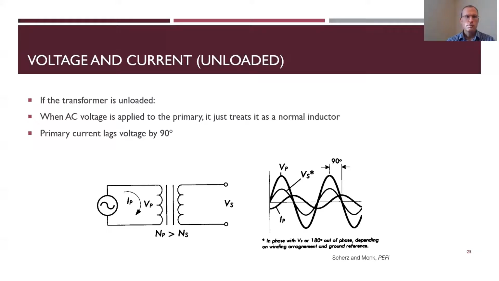So the transformer is unloaded. AC voltage applied to the primary. It's just like a normal inductor, so nothing's happening over here because this is unloaded, there's nothing to do. So there's going to be nothing induced on the secondary side. And we'll just have essentially this left-hand side, just like we saw 10-15 minutes ago when we dealt with just an AC source and inductor, the current lagging the voltage.